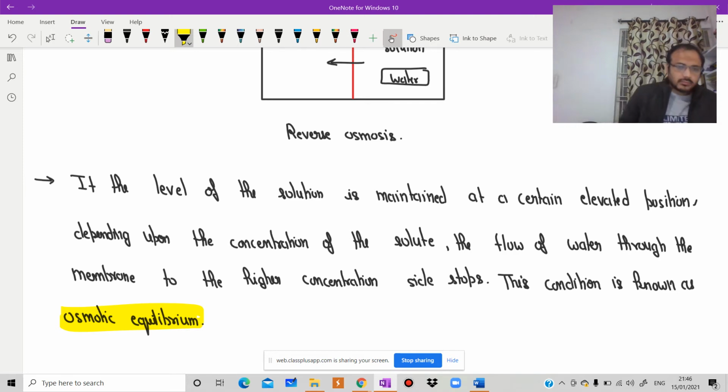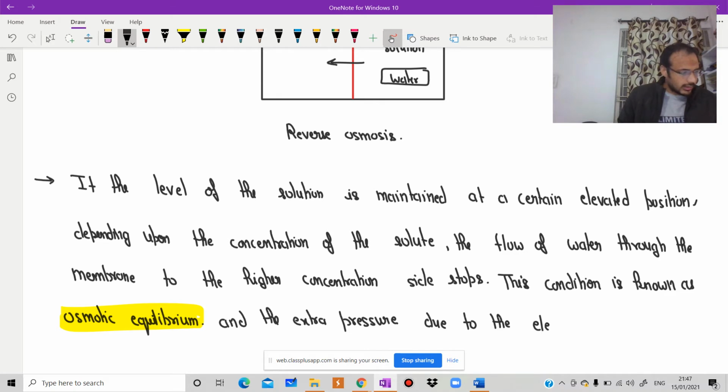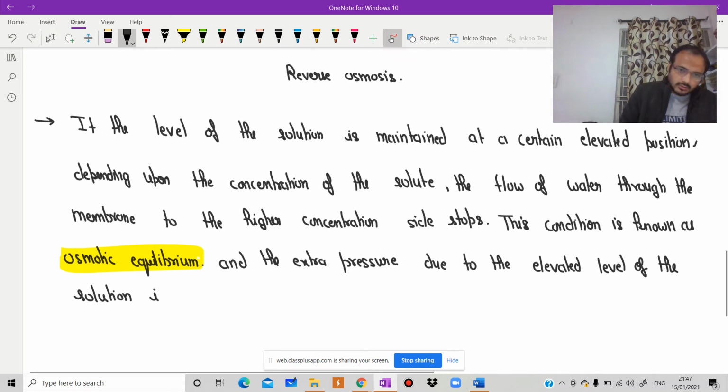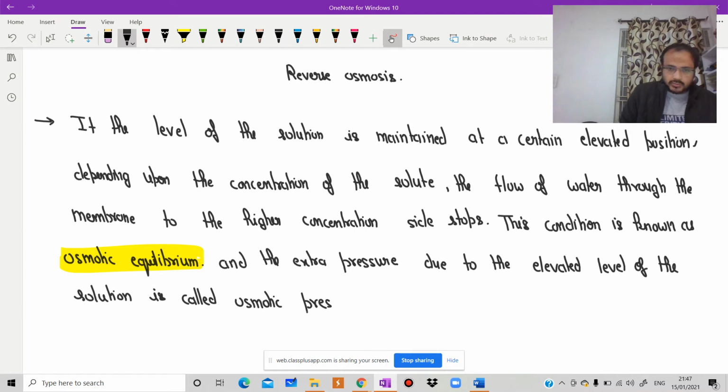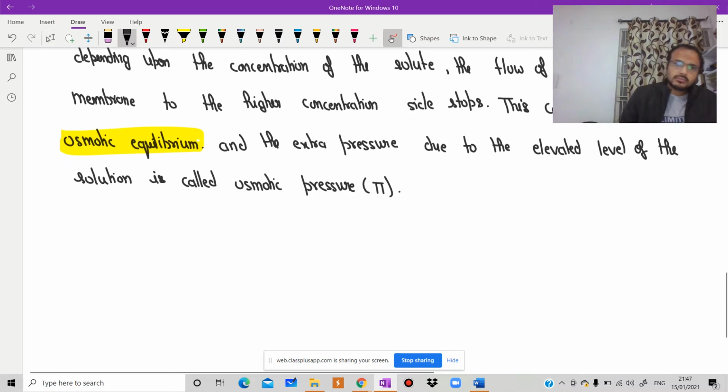Osmotic equilibrium, and the extra pressure due to the elevated level of the solution is called osmotic pressure, and that is represented by pi. Write down the next point.